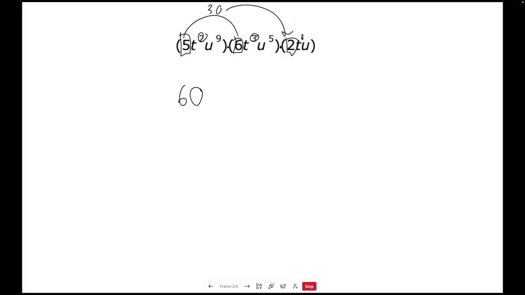And remember, when we multiply with the same base, the same variable, we're going to add the exponents. So 2 plus 3 is 5, plus 1 is 6. So we get t to the 6th. And now we do the u's. 9, 5, and 1. So 9 plus 5 is 14, plus 1 is 15. And so this is our final answer.